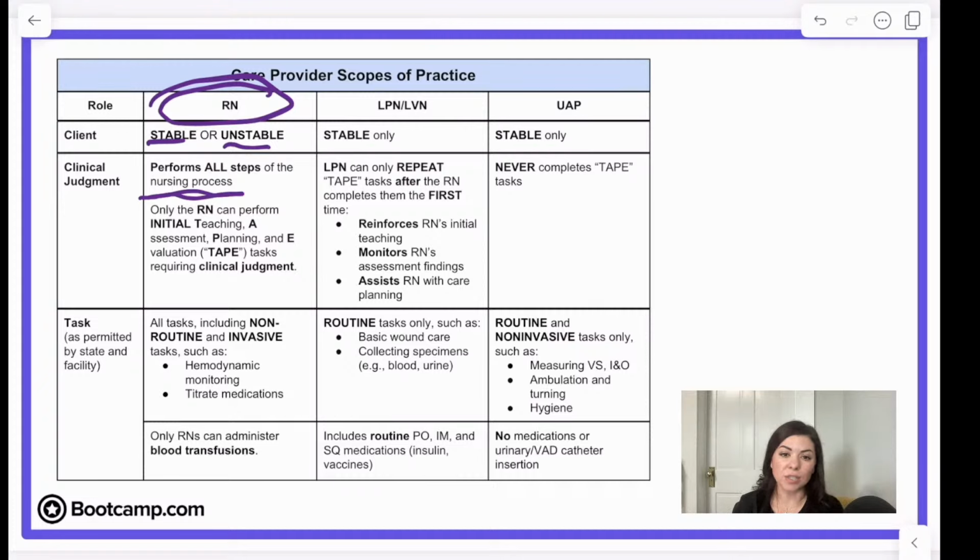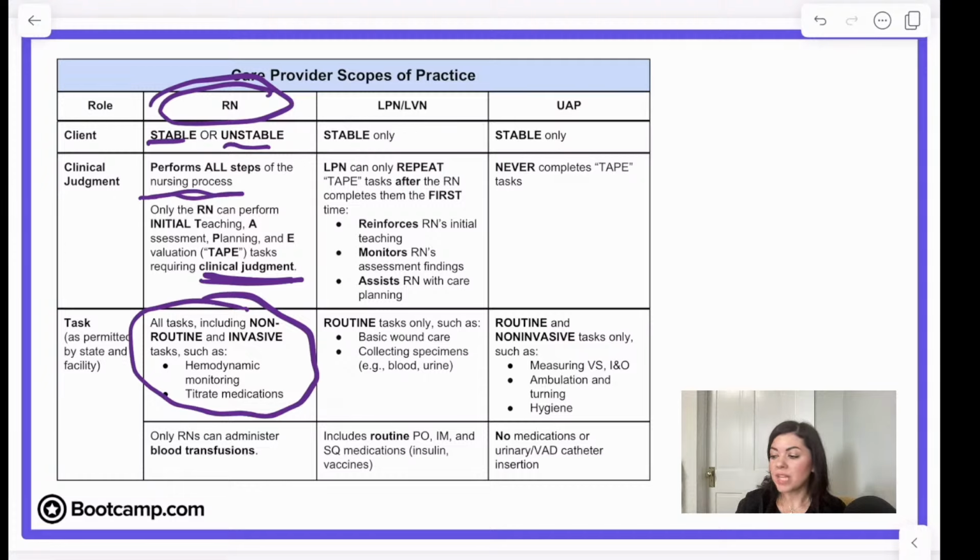All of these things require clinical judgment, and we have spent many years in nursing school gaining a lot of knowledge in clinical judgment. And these things really come into play when we are performing the nursing process. So we need to use all that knowledge, and we are responsible for, once again, all steps of the nursing process. And we are also responsible for all tasks, even if they're non-routine or routine.